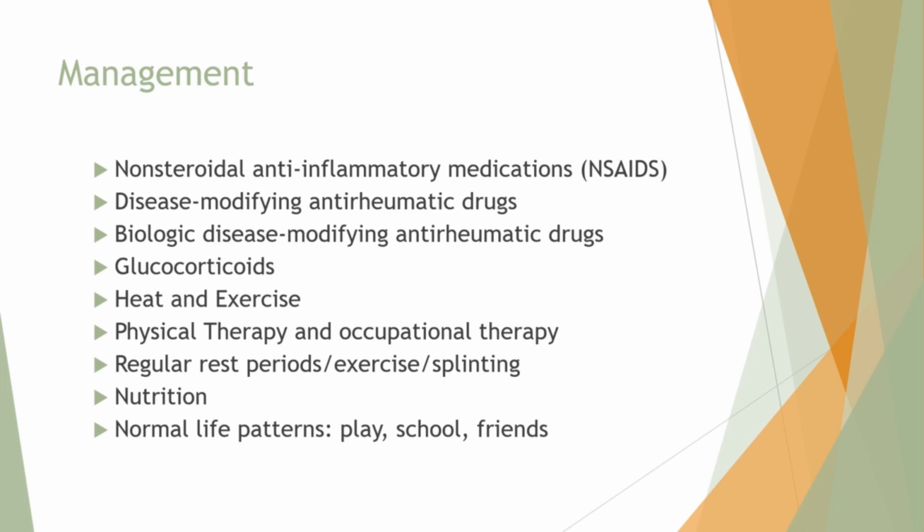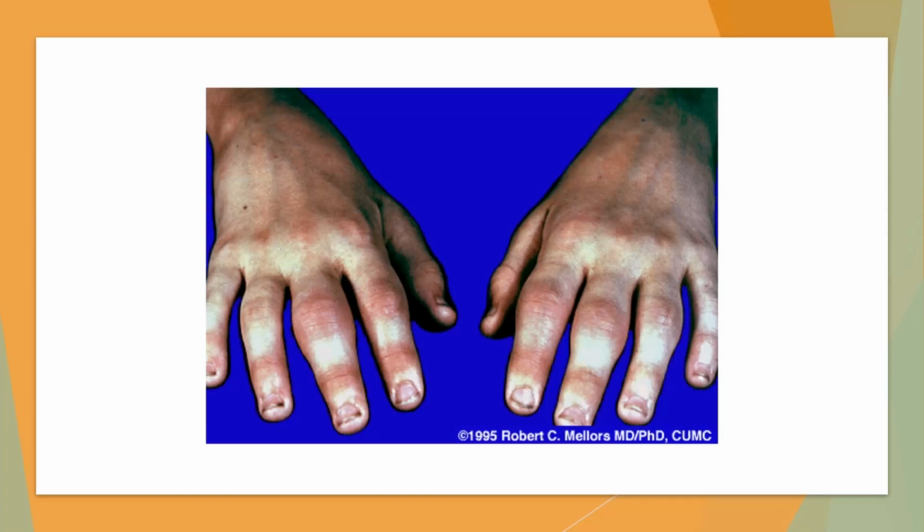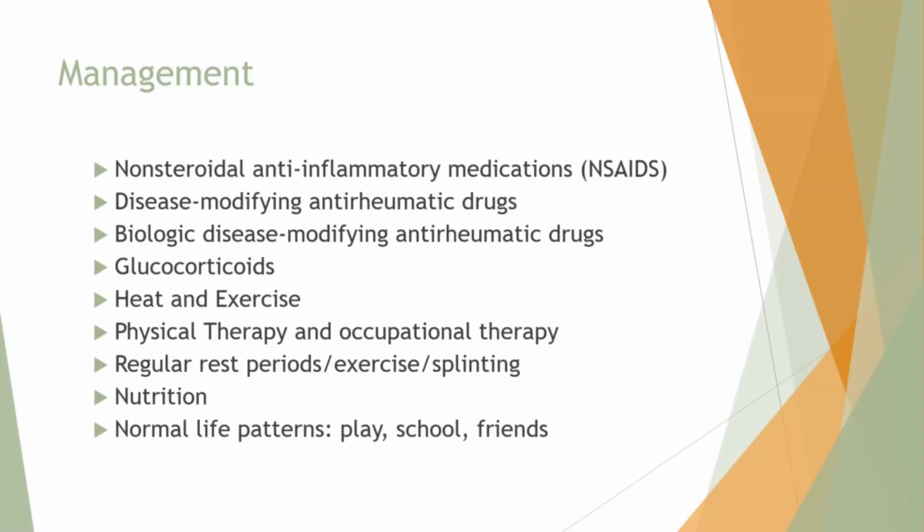Other things to consider in management are using heat and exercise, because we want to be encouraging movement to the affected areas, getting physical therapy and occupational therapy involved, encouraging regular rest periods, and again, encouraging exercise and splinting of the affected areas, and nutrition, which will help allow for joint healing. And then we want to attempt to have them maintain normal life patterns. We want them to play, act, be a child, go to school, engage with their friends.